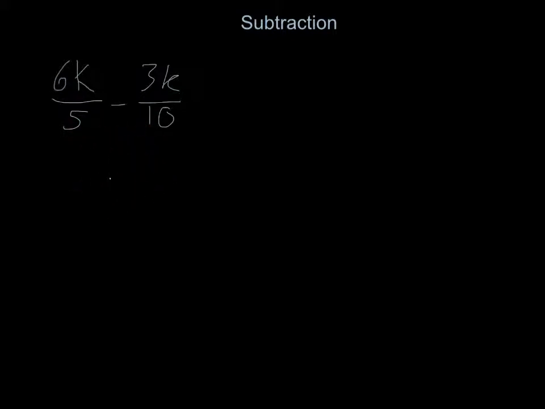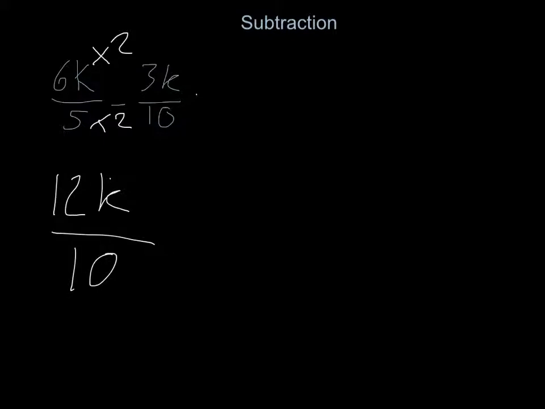So let's start with 5 times 2 and 6k times 2. We don't need to do anything else to this other side, the 3k over 10, because we are already going to get the same common denominator. So let's rewrite this underneath. 6k times 2, what does that equal? 12k over 5 times 2, which is 10, minus 3k over 10. Okay.